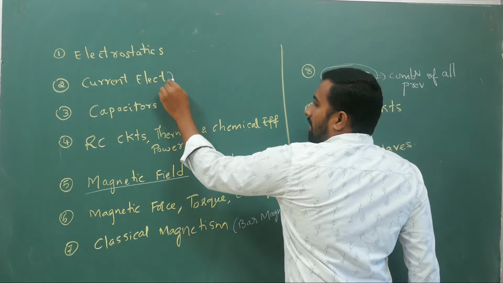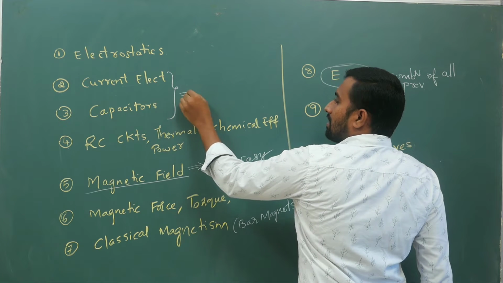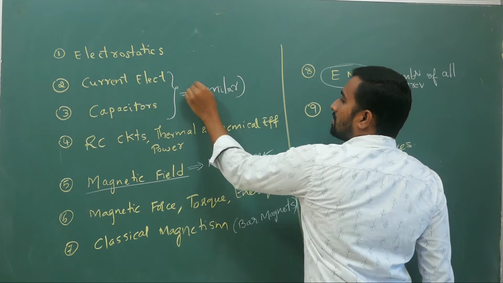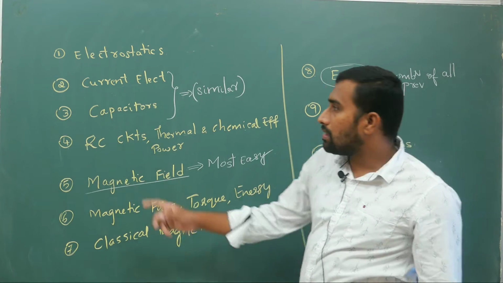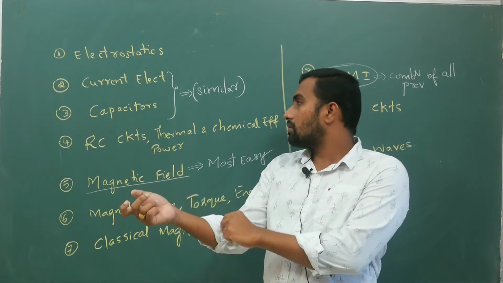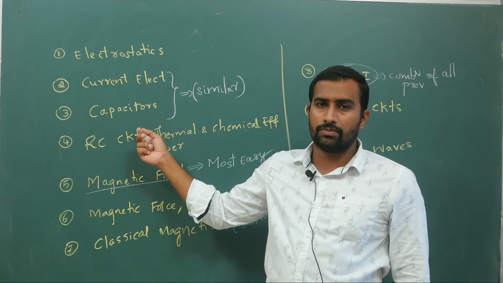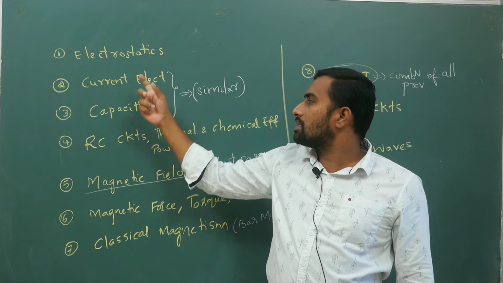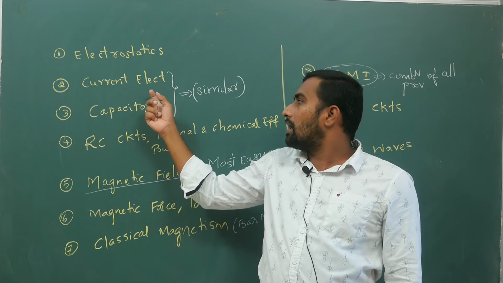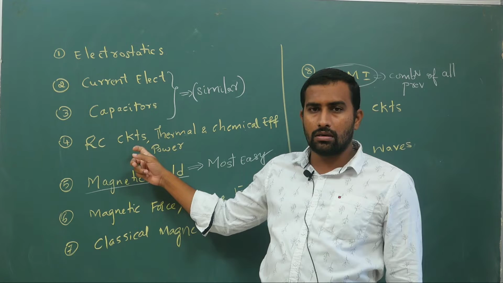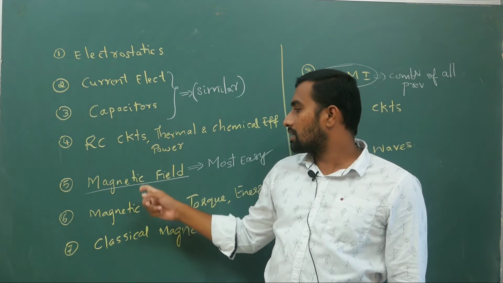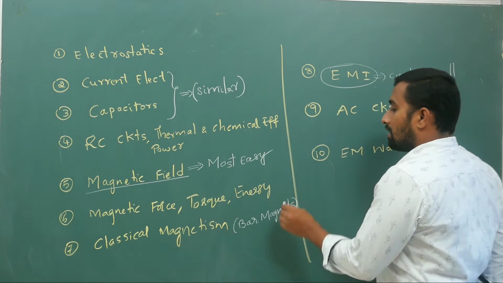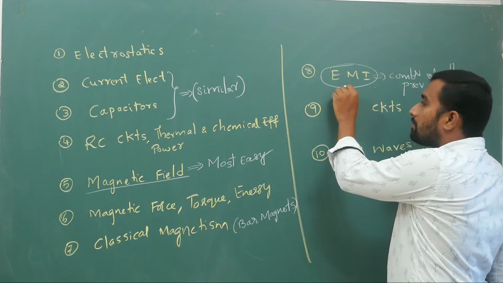Now current electricity and capacitors are almost similar. I don't say they are the same, they are similar. So if you learn current electricity properly, then you will be able to learn capacitors as well. Electrostatics is the biggest of all. These two chapters will be similar, and using these two chapters you will be able to solve questions on RC circuits. Then for magnetic field, magnetic force, torque, energy, all these relations we will use once again in EMI.